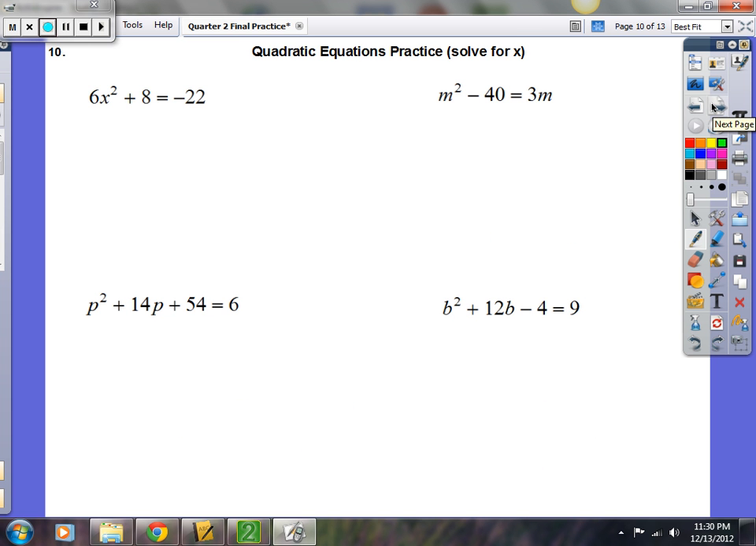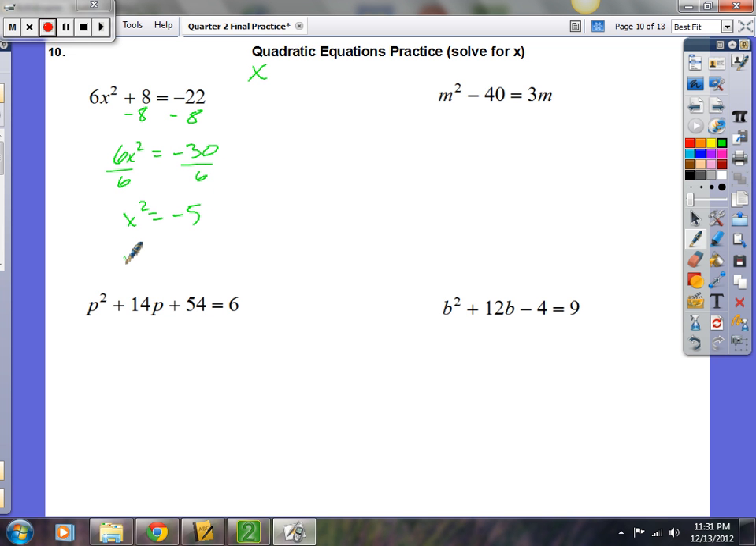All right, let's practice. Let's solve these 4 equations. Okay, number 1, look at it. And hopefully you notice that there is no x. It's missing. So let's just undo it. Let's minus 8, minus 8, you got 6x squared equals minus 30. Divided by 6, divided by 6, you got x squared equals minus 5.